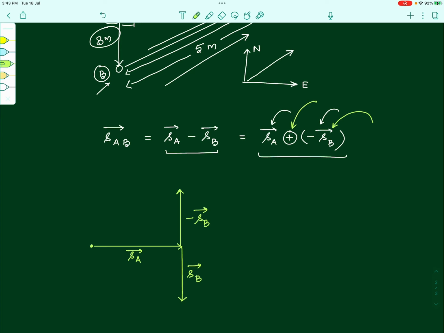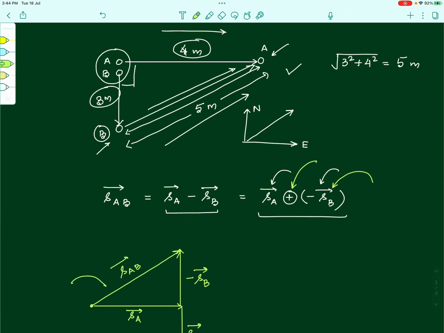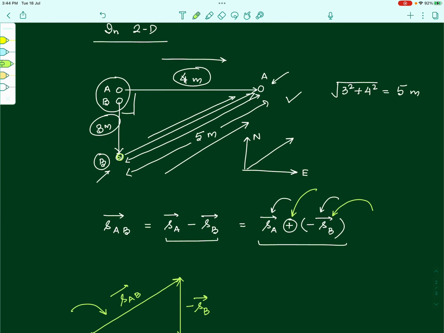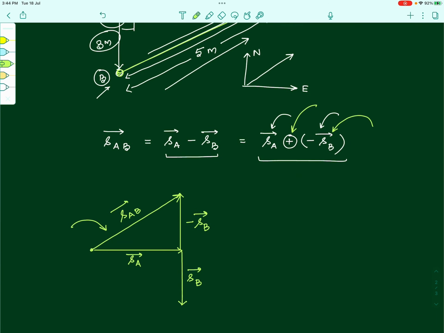How do we add these two vectors? We know how to add two vectors using the triangular law of vector addition. We just need to join the tail of vector SB with the head of the vector SA. This is SAB, the displacement of A as seen by B. See that this vector that we are getting here through the figure is coming out the same as the vector that we have drawn over here, right? In fact, if the magnitude of this vector is 4 meters and the magnitude of this vector is 3 meters, then the magnitude of this vector will come out to be 5 meters using the Pythagoras theorem.